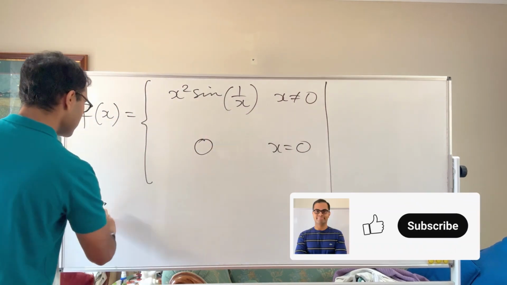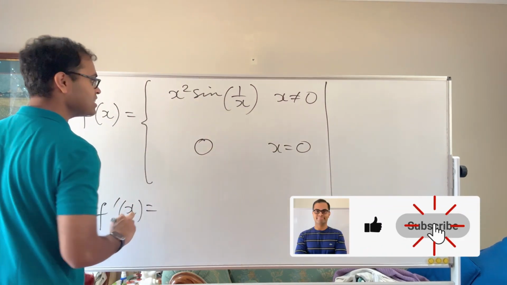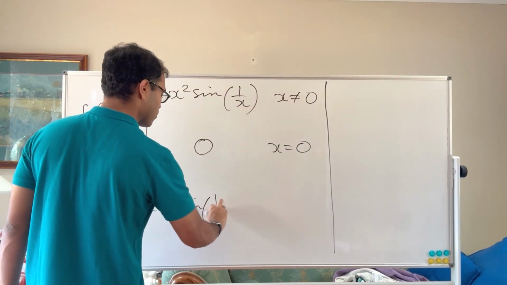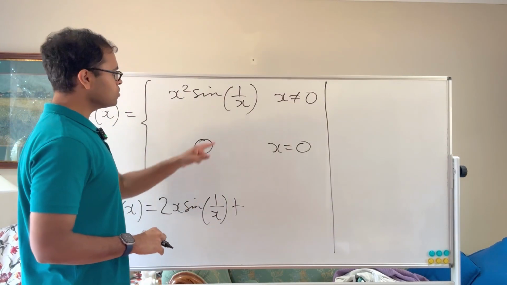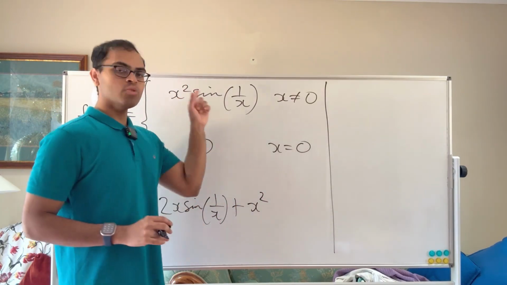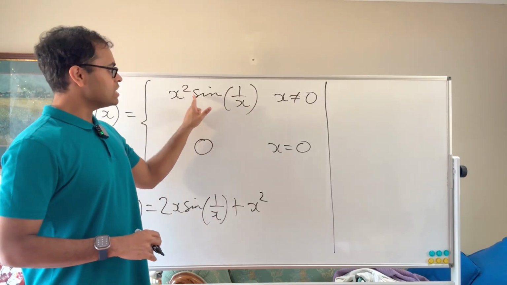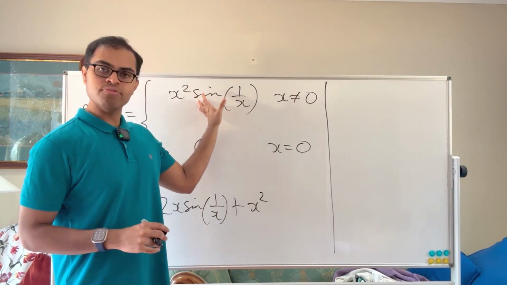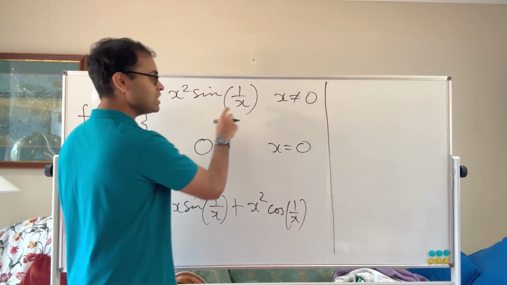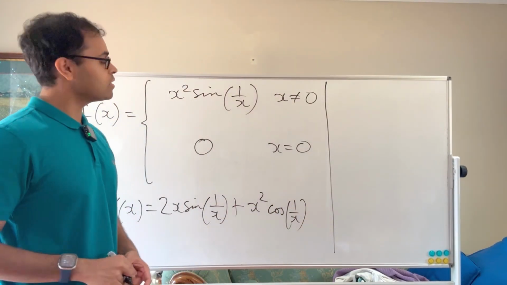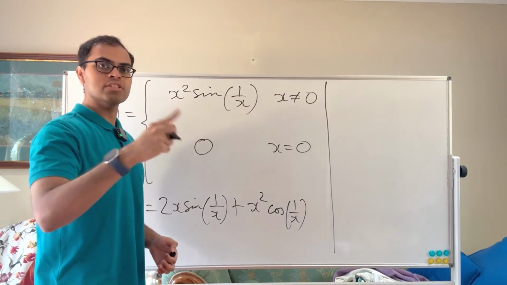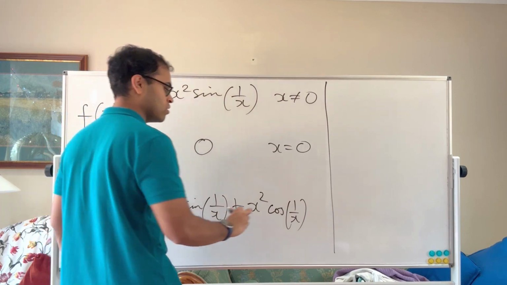When x is non-zero, we can differentiate f using the product rule and the chain rule. First differentiate x squared, which is 2x, multiplied by sine 1 over x. Then we add on, using the product rule, x squared times the derivative of sine 1 over x. So what is the derivative of sine 1 over x? Differentiate the outside first, so you get cos of 1 over x, multiplied by the derivative of what's inside, which is minus 1 over x squared. Because the derivative of x to the power minus 1, or 1 over x, using the power rule is minus 1 times x to the minus 2, which is minus 1 over x squared.